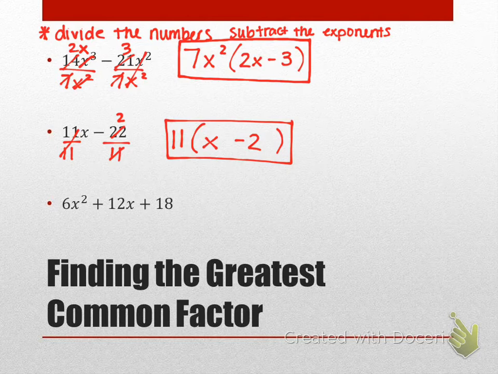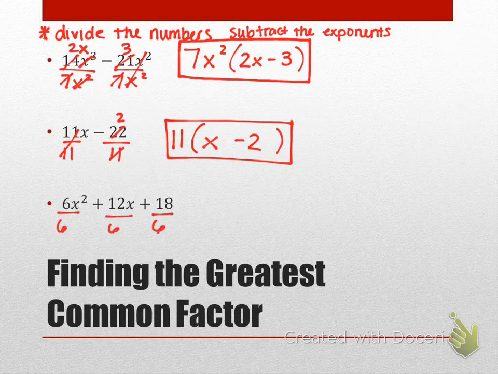Your GCF will never be bigger than your smallest number. So you couldn't look at that and go, oh, 36, because 6 divided by 36 is not going to give you a whole number. 12 divided by 36? Nope. It's always going to be no bigger than your smallest factor, or your smallest term, 6. We're going to divide everything by 6.